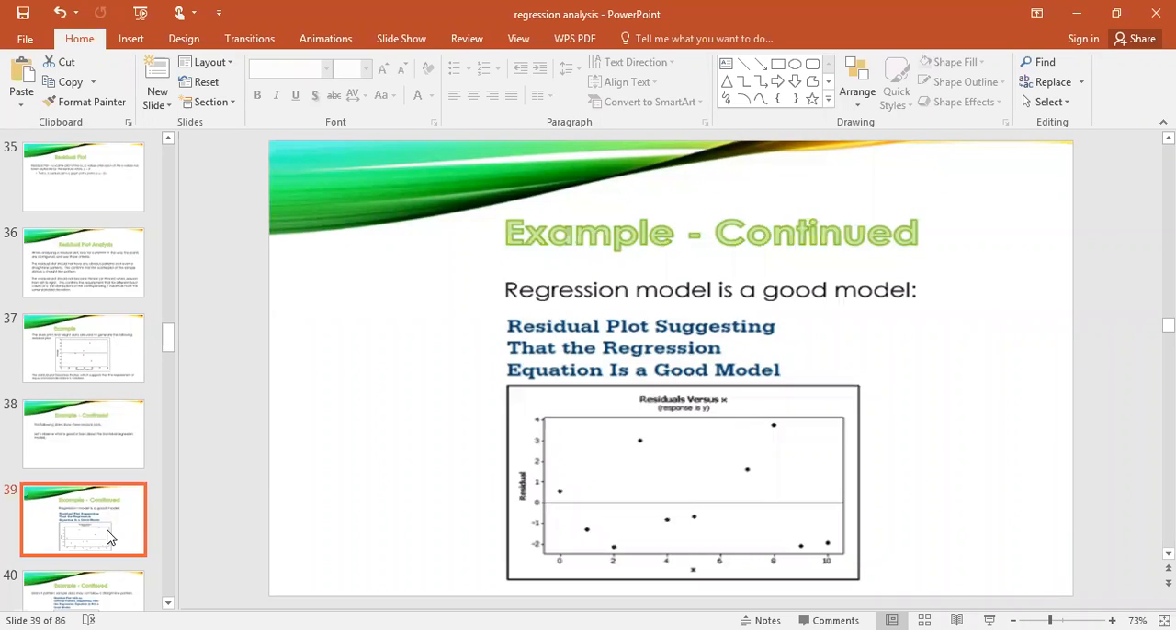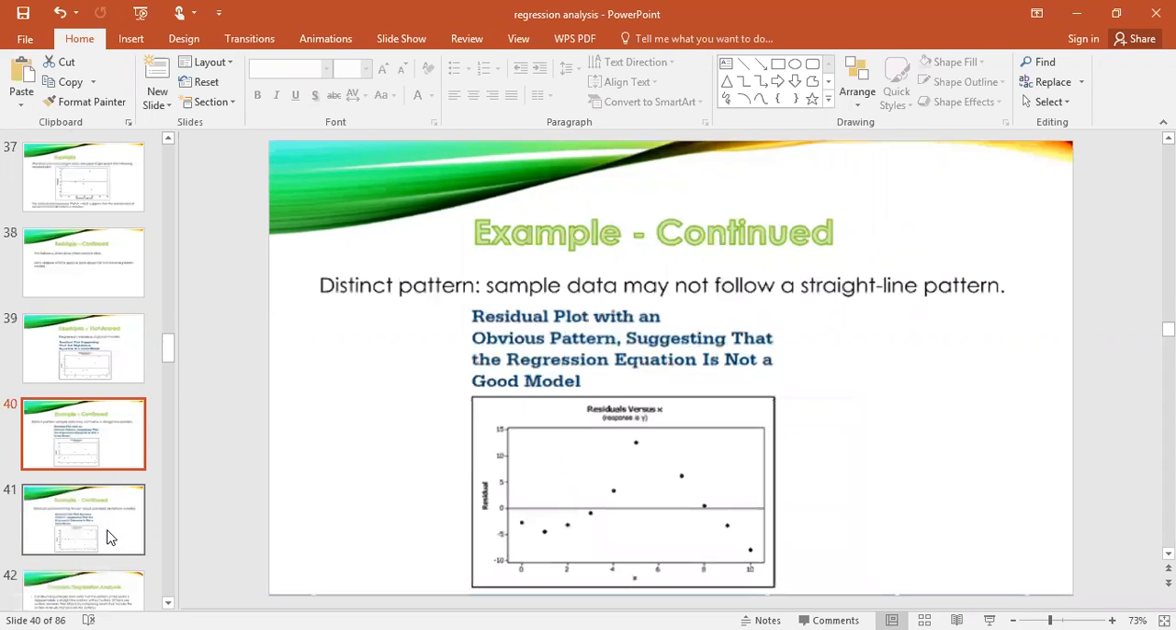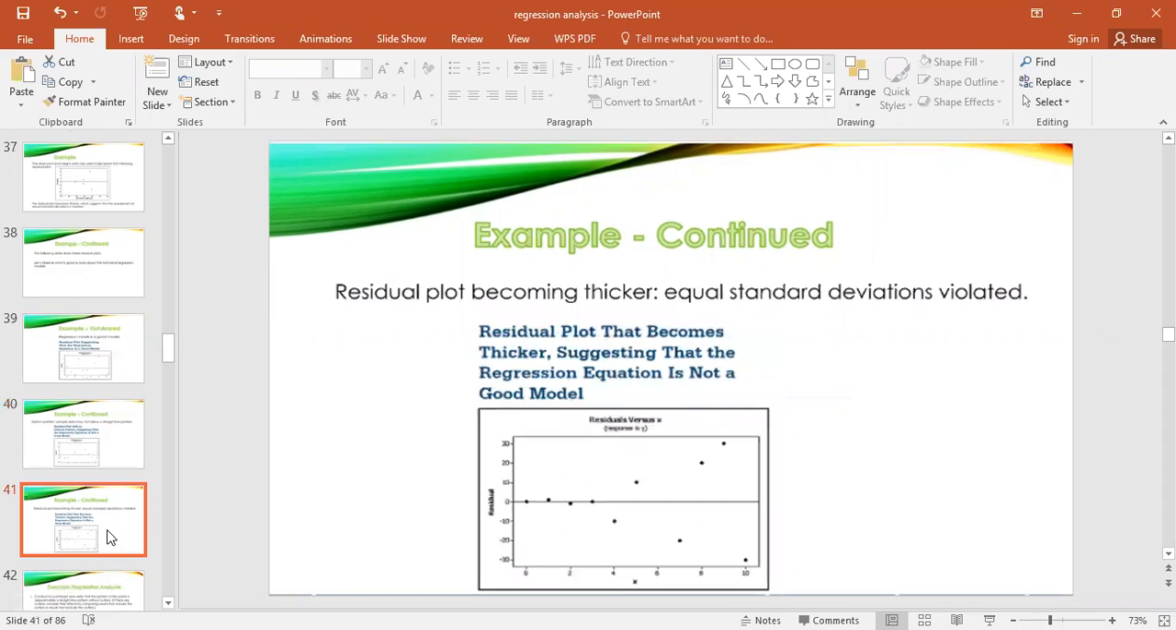Regression model is a good model. Residual plot suggesting that the regression equation is a good model. And residual plot with an obvious pattern suggesting that the regression equation is not a good model. Residual plot that becomes thicker suggesting that the regression equation is not a good model.